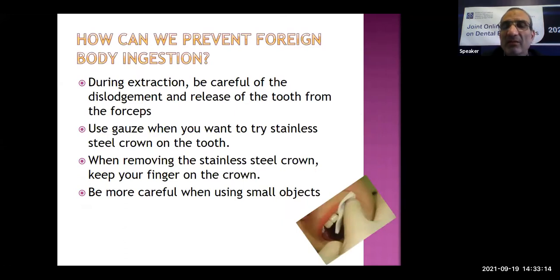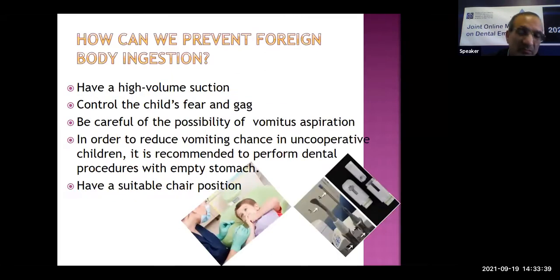During extraction, be careful of dislodgement and release the tooth from the forceps. Use gauze when you want to try a stainless steel crown on the tooth or remove it. It needs more care when using a small object. Have a high vacuum suction, control the child's fear and gag, and be careful of the possibility of vomiting and aspiration.